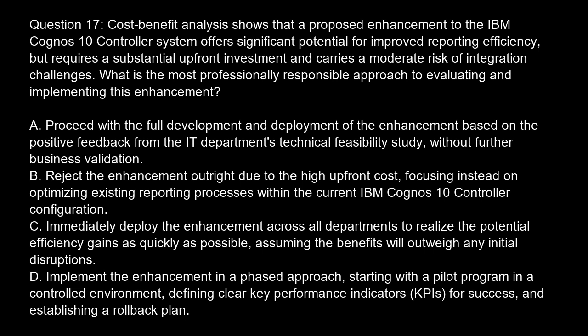Option A. Proceed with the full development and deployment of the enhancement based on the positive feedback from the IT department's technical feasibility study, without further business validation. Option B. Reject the enhancement outright due to the high upfront cost, focusing instead on optimizing existing reporting processes within the current IBM Cognos 10 Controller configuration. Option C. Immediately deploy the enhancement across all departments to realize the potential efficiency gains as quickly as possible, assuming the benefits will outweigh any initial disruptions.